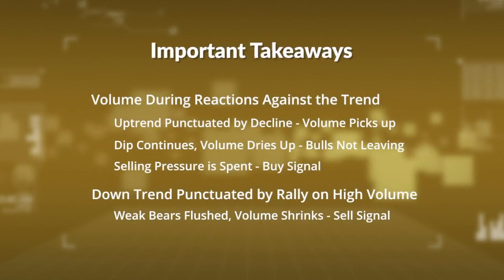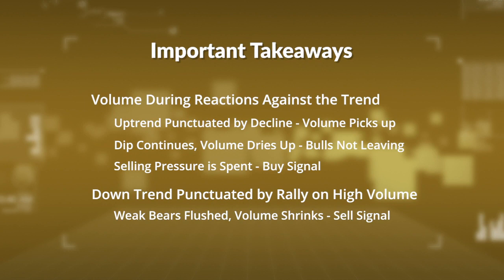Let's also continue with some of these takeaways. Volume during reactions against the trend. And this is what I mean by a divergence. If you have an uptrend and then it's punctuated by a decline and the volume picks up, and then you see the dip continue and then volume starts to dry up, that tells you that the bulls aren't leaving and your selling pressure is spent, and that's a buy signal.